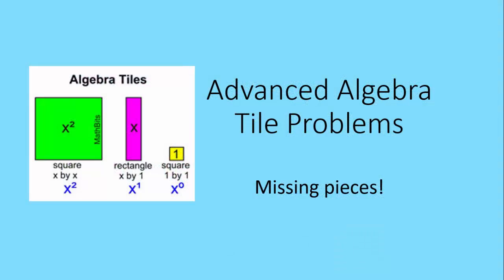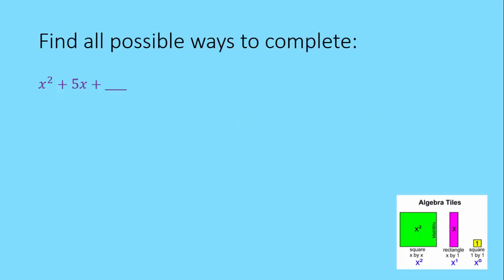Let's try some more advanced algebra tile problems. Here's one. What this means is that we have a partial expression and we want to find all the possible ways you could complete this expression. So there's more than one answer probably. We're looking for a diagram with only one x squared, so let's draw that.